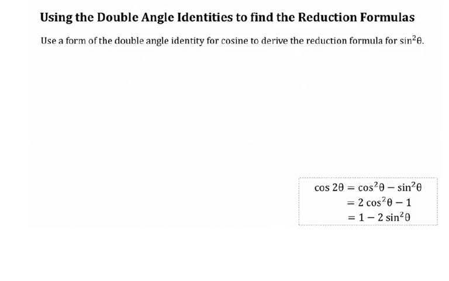We are going to use one of the double angle identities for cosine to solve for sine squared. Noticing these three different forms for cosine of 2 theta, we're going to pick the form that only involves sine squared and cosine of 2 theta. That's going to be the third form. I'll write what that third form states, which is that cosine of 2 theta is the same as 1 minus 2 sine squared theta.